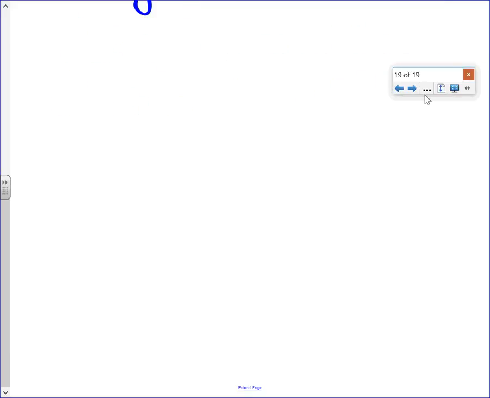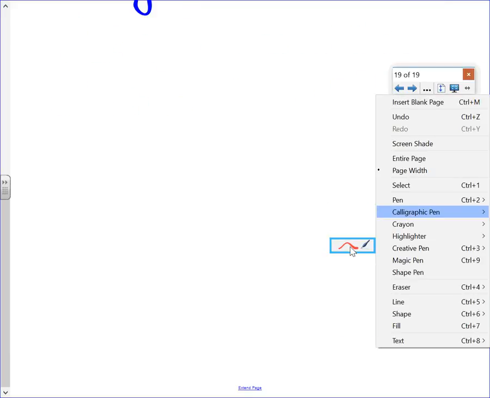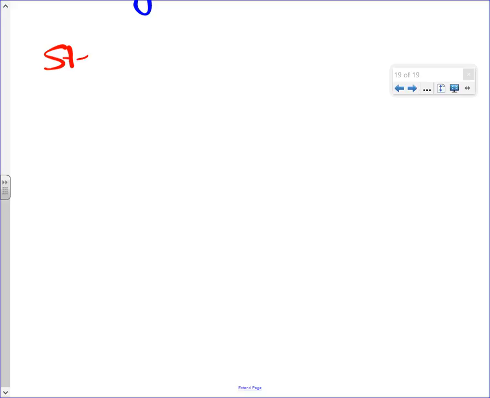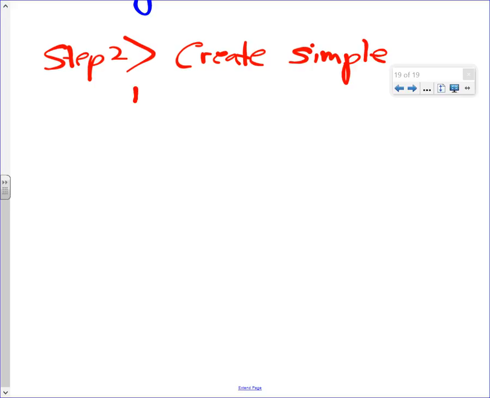So step 2, I'm going to put in red here. Create simple model of situation.